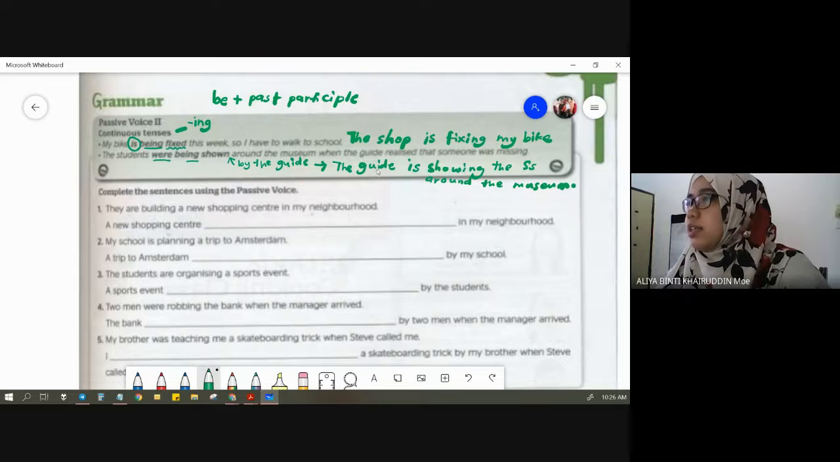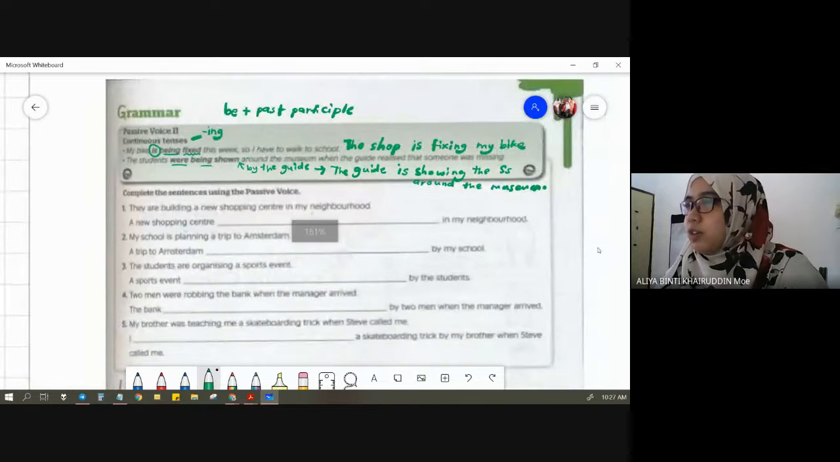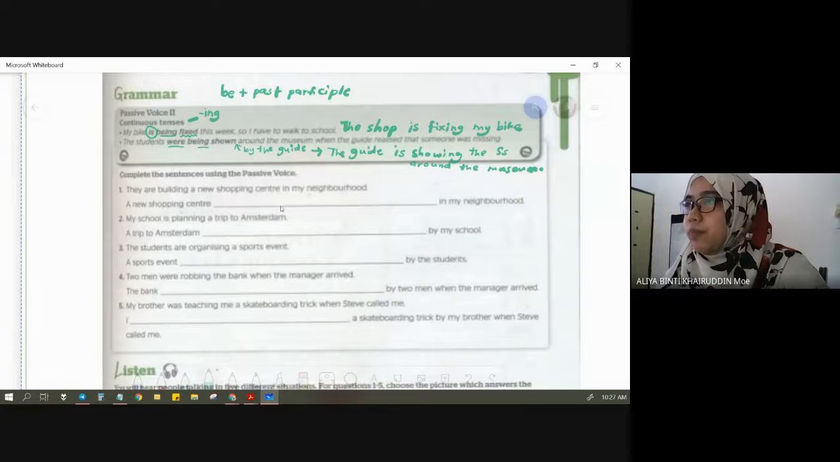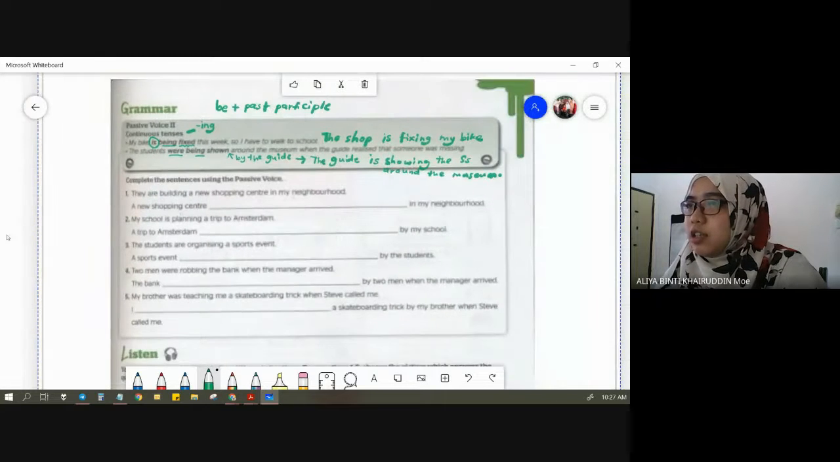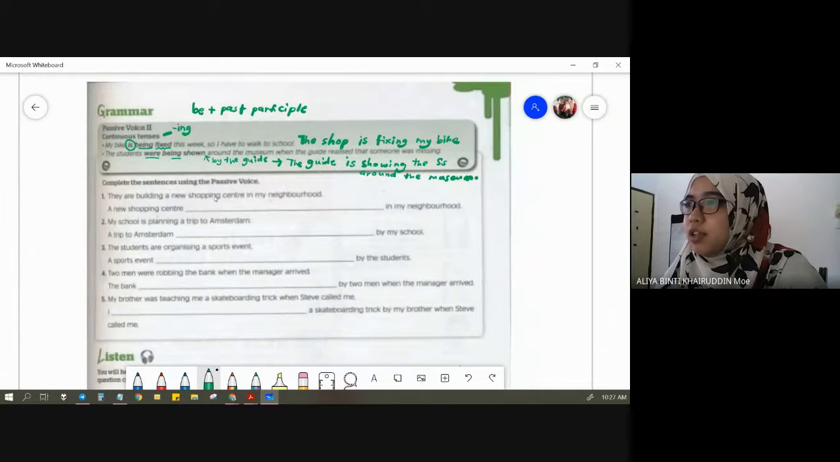Right. So this is the active sentence: the guide is showing the students around the museum, and this is the passive sentence: the students were being shown around the museum. All right. Now this is your new task. You need to change these active sentences into passive sentences. They have actually put the object here, but you just need to fill in the sentences using the verb.